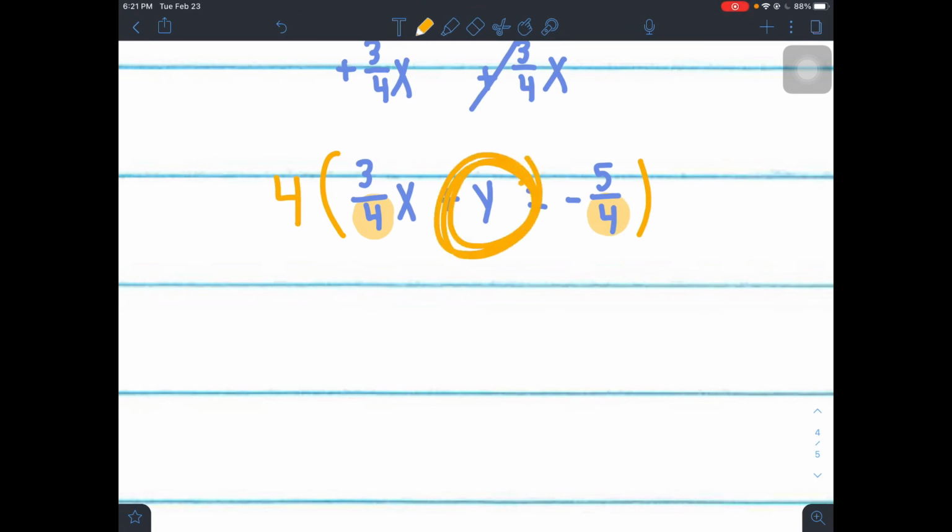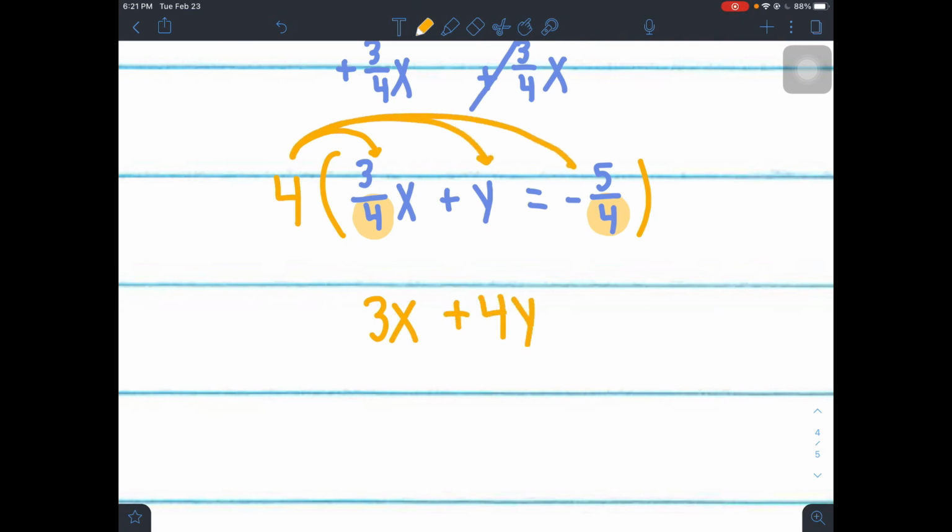And usually what happens is you skip the y. You don't want to skip the y. Y is also important. You want to distribute to that as well. Just because it doesn't have a fraction doesn't mean it doesn't get treated equally. 4 times 3/4 is going to be 3, so we have 3x. 4 times y is 4y. And then 4 times -5/4 is going to be -5. Oops, I forgot the equal sign.